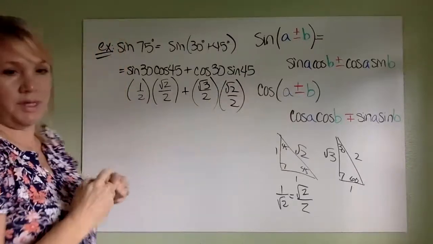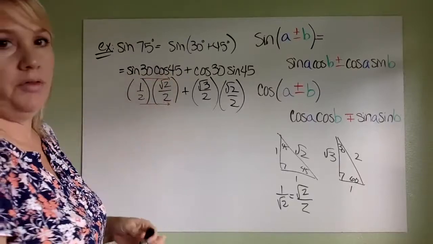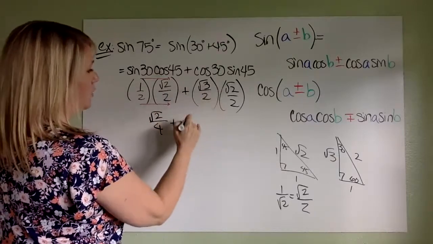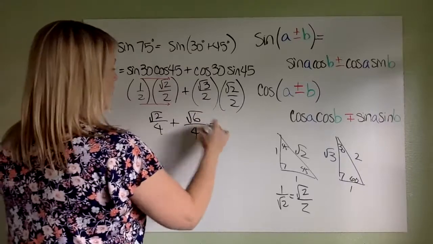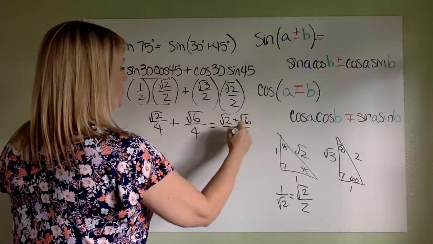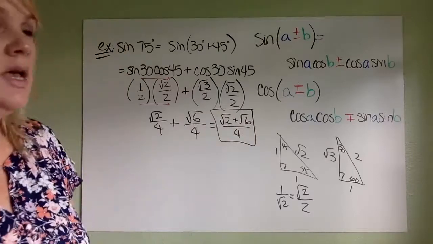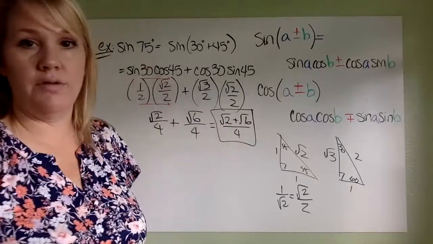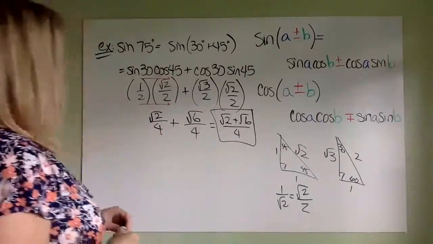And so then when you multiply two fractions together, you just multiply straight across the top, straight across the bottom. On the first one, you get square root of 2 over 4. And then here, the square root of 3 and the square root of 2 multiply to make the square root of 6 over 4. And then combining your two fractions, you get square root of 2 plus square root of 6 over 4. Now, you cannot simplify that. Do not try to simplify it. This is simplest form right here, and this is the exact value of the sine of 75 degrees. Leave it like that. Do not try to simplify it.